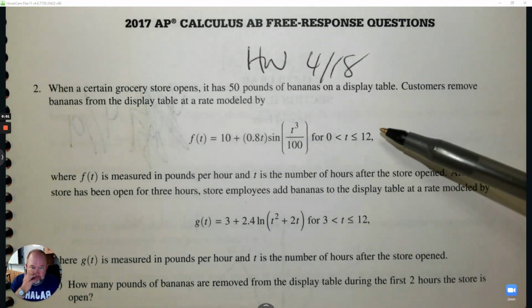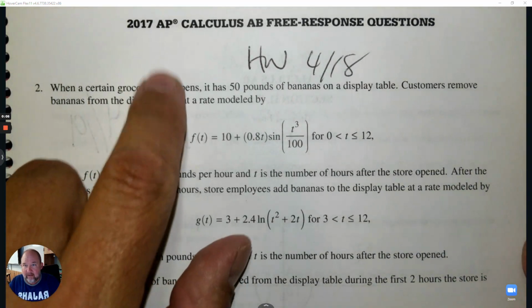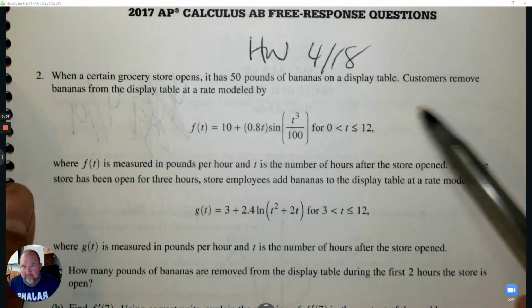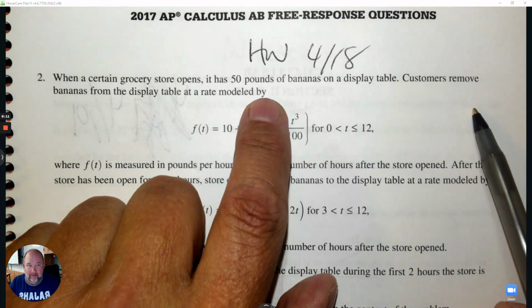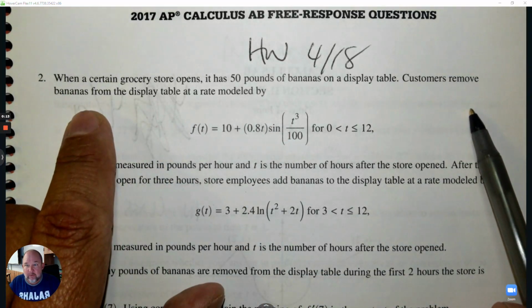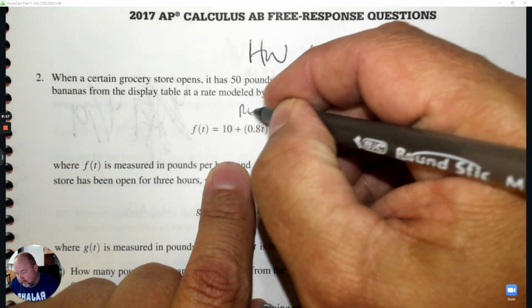All right, here are your homework solutions to question number 2. This was the second question on the 2017 exam. When a certain grocery store opens, it has 50 pounds of bananas on display. Customers remove bananas at this rate, so this one's the one that's being removed.